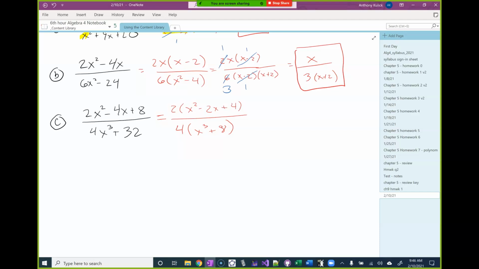Everybody's okay with that? The numbers that multiply to give us 4 are 1 and 4, 2 and 2, negative 1, negative 4, negative 2, negative 2. None of those are adding up to give us negative 2. Everybody's good? How about the x cubed plus 8? Can we do anything more with that?